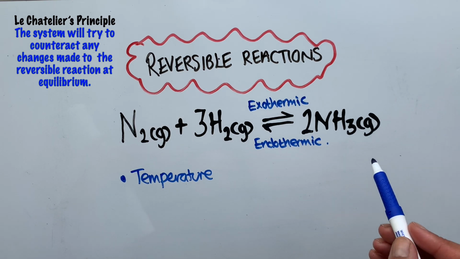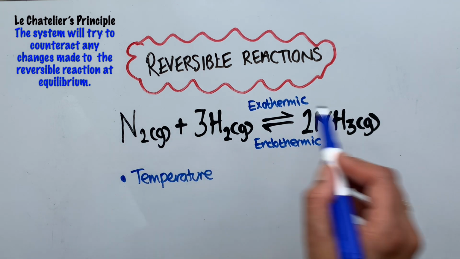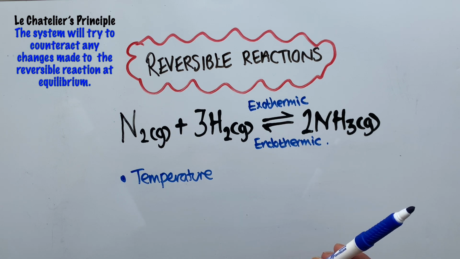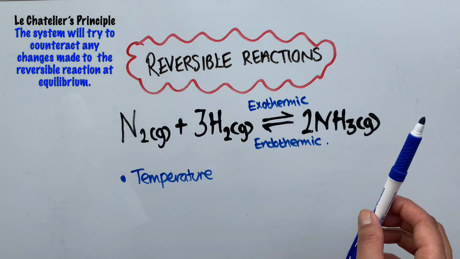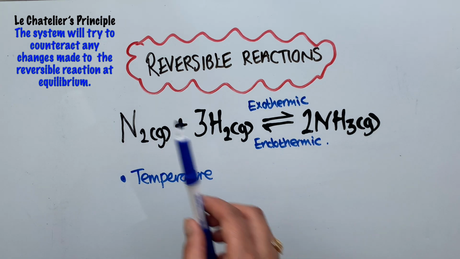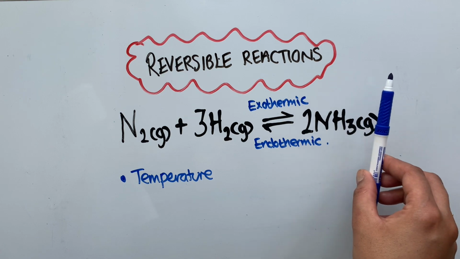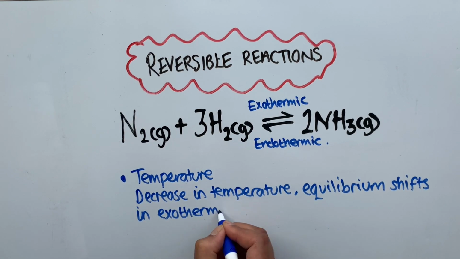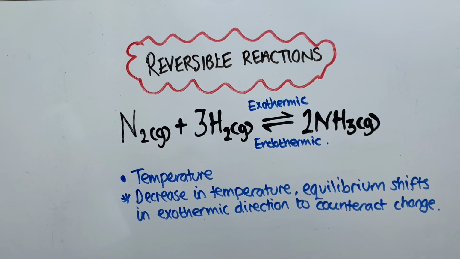So if we decrease the temperature of our equilibrium, then the equilibrium is going to try and shift so it releases more heat energy to the surroundings to counteract the fact that we have decreased the temperature. So in that instance, the equilibrium will shift towards the right. If we increase the temperature of the system, then the equilibrium will shift in the direction where it takes in the extra heat energy that we are putting into the system to counteract the change, and that would be in the endothermic direction.